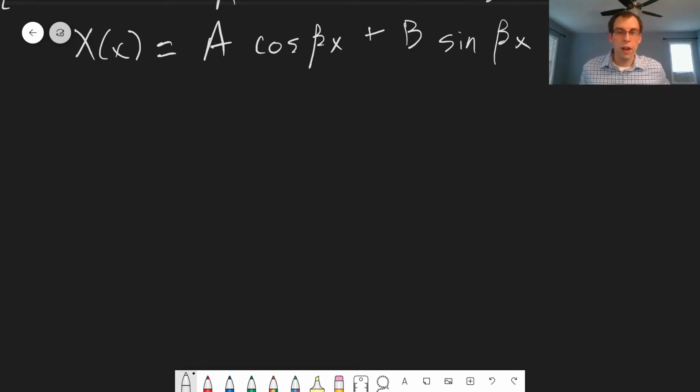So the solution we've gotten up to this point, the sum of a sine and a cosine, is a generic solution to our x part of the classical wave equation. But what we want is a solution for our specific case where we have our specific boundary conditions. So what we need to do now is apply those boundary conditions to get our specific solution.